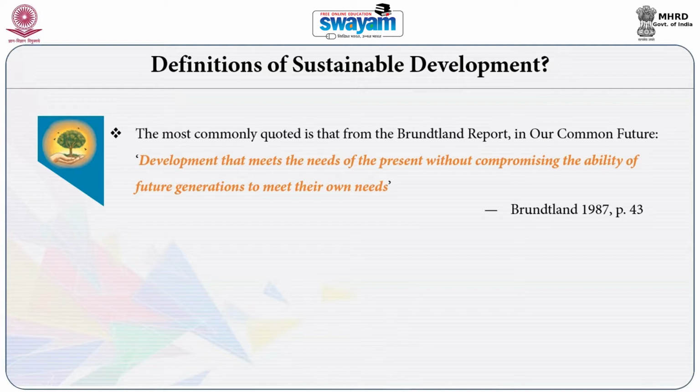It states development that meets the needs of the present without compromising the ability of future generations to meet their own needs. Development for the present and the future. Intergenerational equity. However, this seems very vague, right? It seems a very open definition.